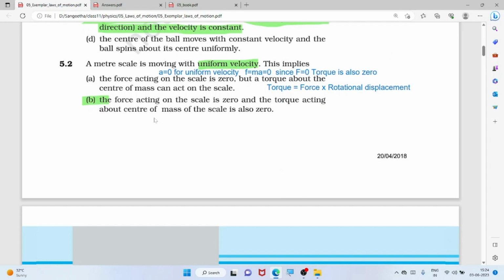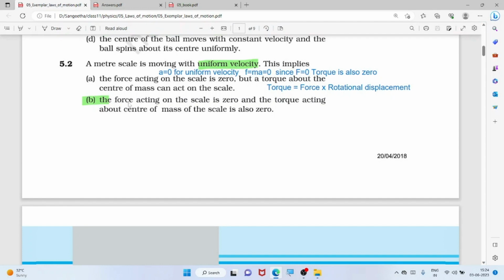A meter scale is moving with uniform velocity. Again, this implies that because the velocity is uniform, acceleration is 0, so the force will be 0. So torque is also 0. Torque is nothing but a rotational force. The force acting on the scale is 0, and the torque acting on the center of the scale is also 0. Torque is force into rotational displacement.